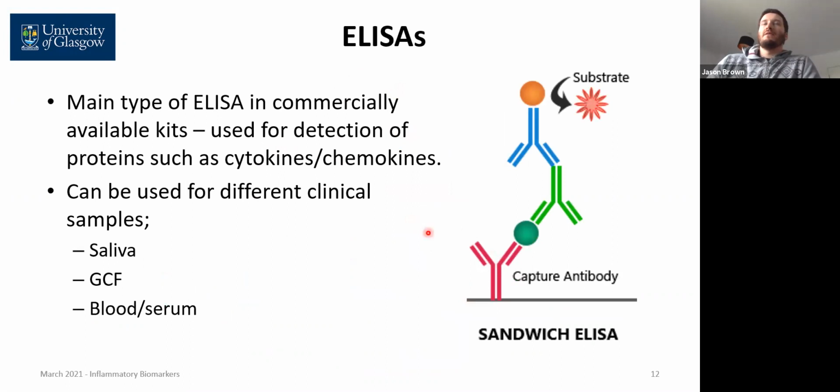So as I've said, ELISAs are commercially available, and the most commonly commercially available ELISA is the sandwich ELISA, and this is used specifically to detect proteins such as cytokines and chemokines. And they can be used for different types of clinical samples. So over the last few years, we have some nice data showing that you can detect cytokines and chemokines in saliva, in GCF, and also systemically in blood and serum.